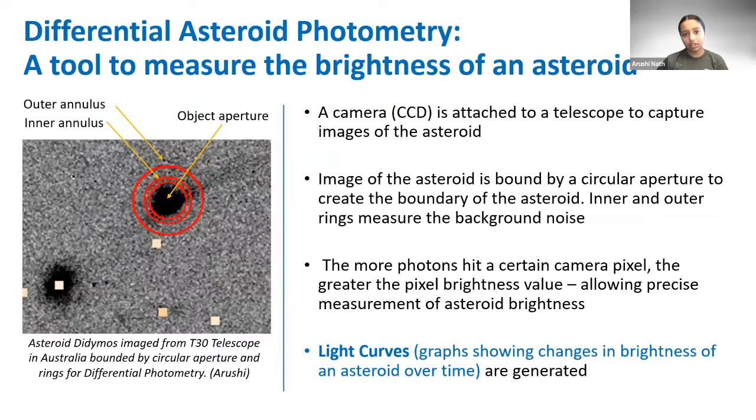So how do you measure the change in the brightness of the asteroid? Or how do you measure the photometric changes? So on telescopes, there's a camera attached to the telescope, which is looking at the photons coming towards the camera. And the more photons come towards a certain pixel on the camera, the brighter that pixel becomes. And looking at all the pixels calculated from the Didymos object, we can measure the total brightness of the asteroid. And measuring the brightness over several images can reveal the change in brightness of the asteroid.